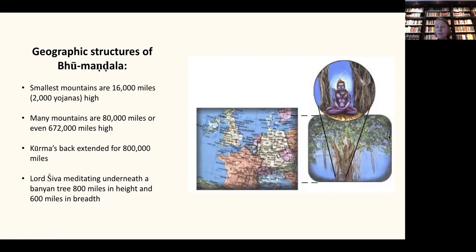And here on the sidebar you'll see this little picture. The banyan tree that Lord Shiva meditates underneath has this 800-mile height. And here Srila Prabhupada is comparing it to this section of Europe. I mean, it's 800 miles from here to here. We have a tree almost as big as Europe, this section of Europe. It's out of sight on these distances.